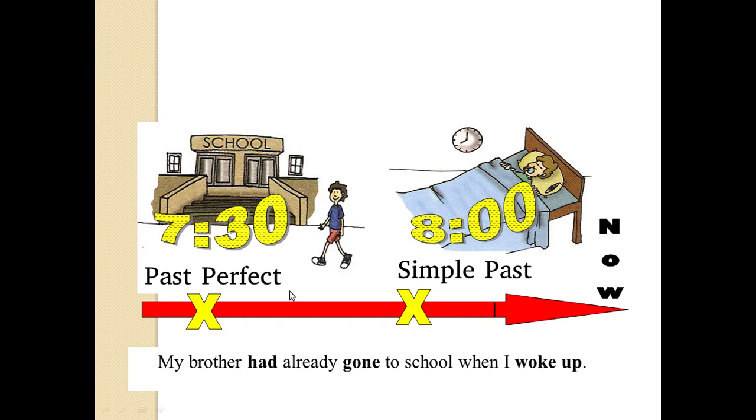Here I have done a line to explain better. Okay? Check here. First, this guy went to school, and at 8 o'clock, the other one woke up. My brother had already gone to school when I woke up. First, at 7:30, the brother went to school, had gone, past perfect, and then this guy in here woke up. Second action, past simple.